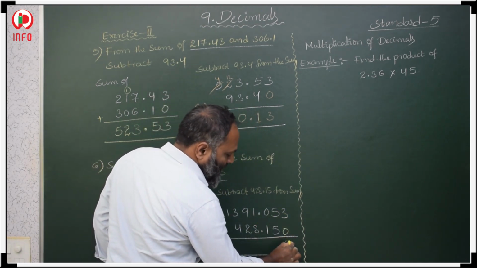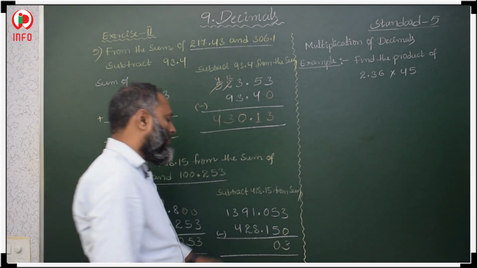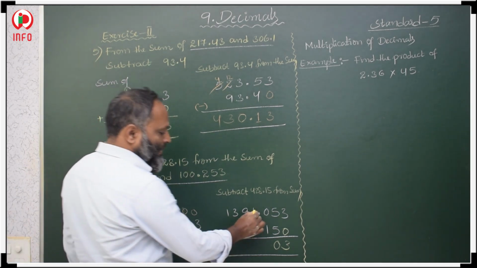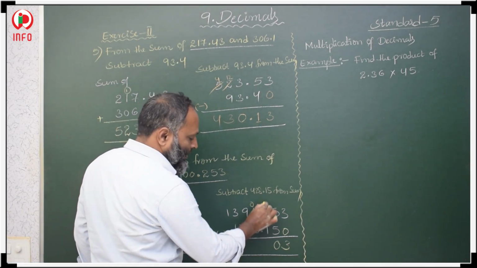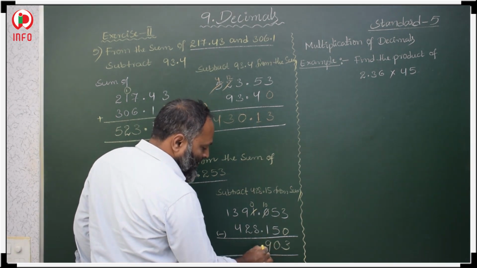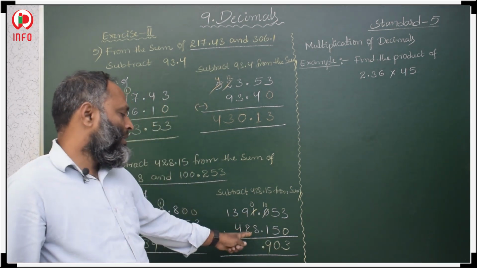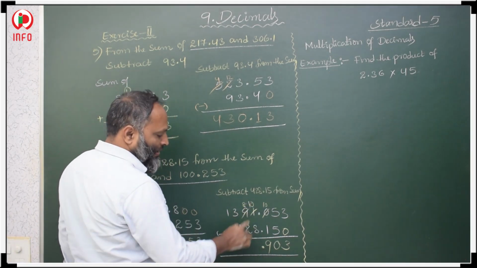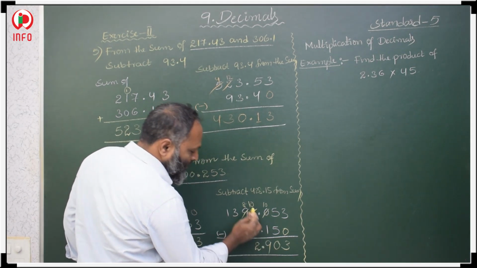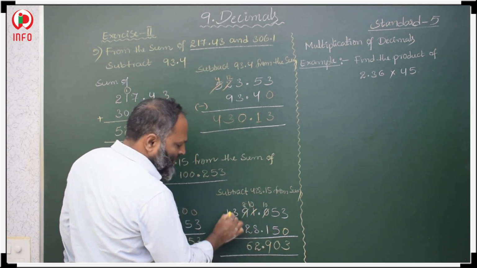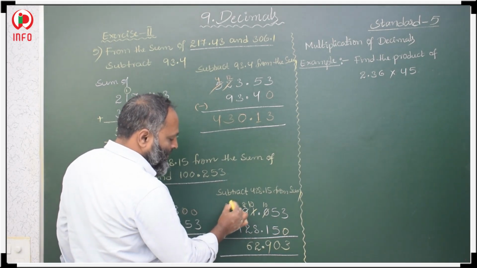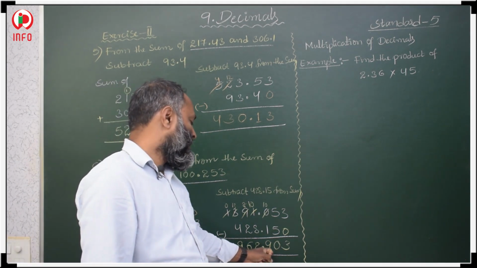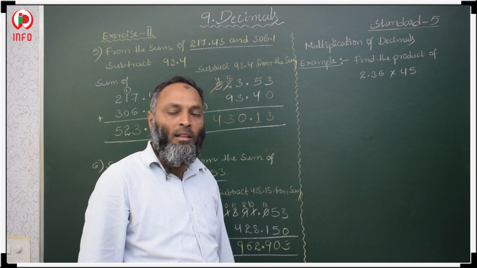3 minus 0 is 3, 5 minus 5 is 0. And 0 minus 1 we cannot make minus. So borrow from the next digit. Here you will get 0 and 10. 10 minus 1 it is 9 point. 0 minus 8, minuend is less. Borrow from the next digit. 8 and 10. 10 minus 8, 2. 8 minus 2, 6. And again here borrow 13. 13 minus 4, 9. 962.903. This is our final answer.